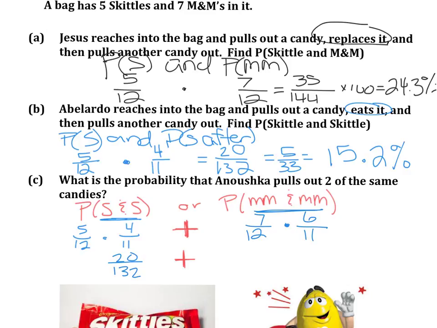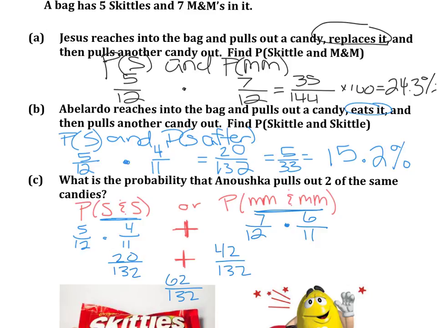If you multiply straight across here, 11 times 12, again, 132. 7 times 6, 42. You can use your calculator to add those together. If you're adding fractions, they already have a common denominator. So we would get 132 on the bottom, and then on the top we would get 62.